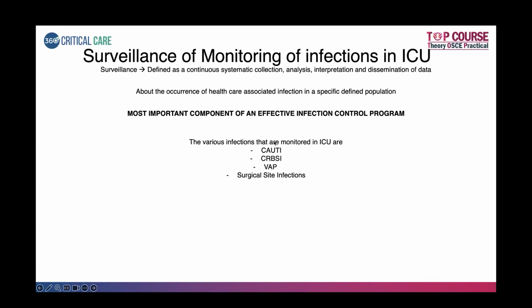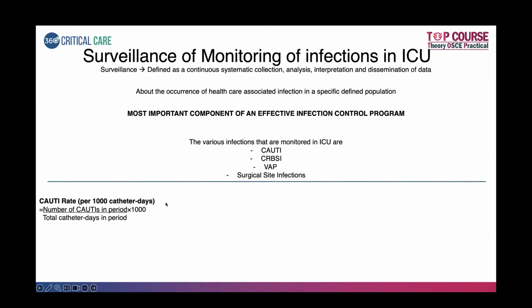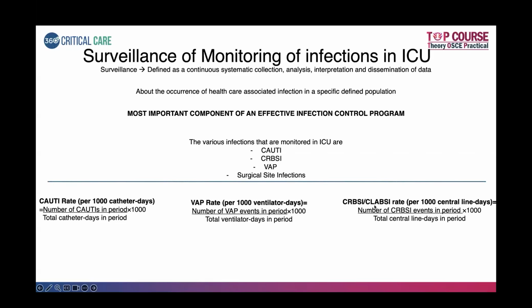So the various infections that are monitored in the ICU are CAUTI, CLABSI, VAP, and surgical site infections. So we have CAUTI rate, VAP rate, CLABSI rate, and surgical site infection rate. The first three we had discussed under quality indicators. This one is for added information. So SSI rate is the number of SSIs after a given procedure divided by the total number of procedures performed, into 100.